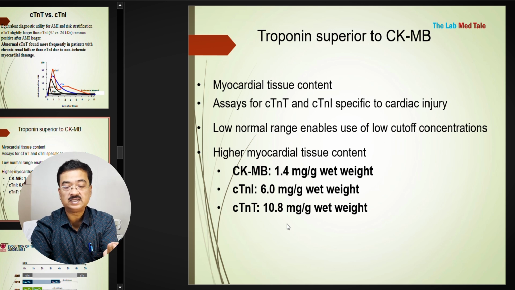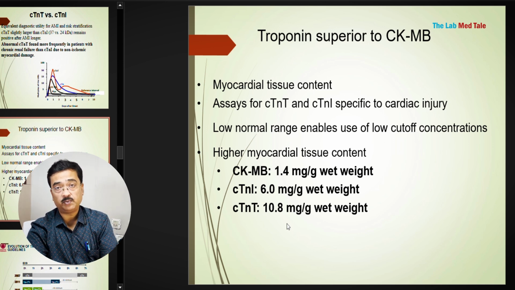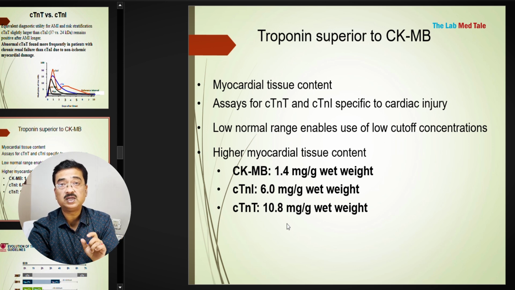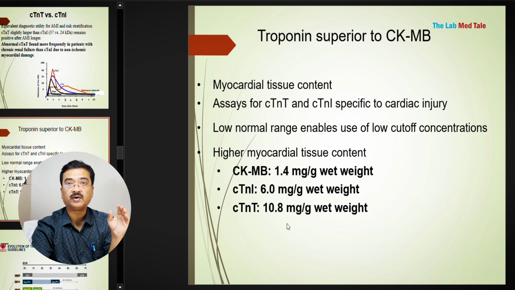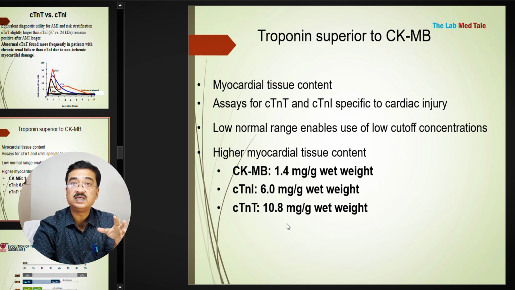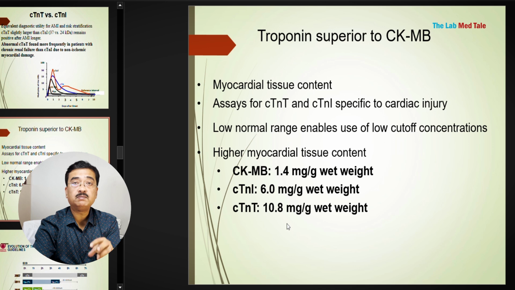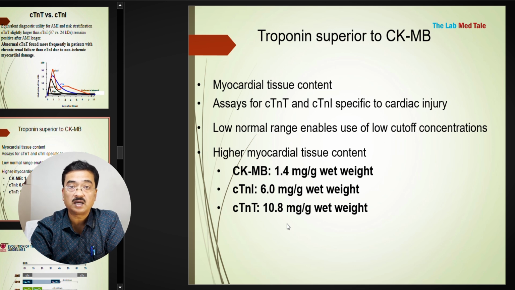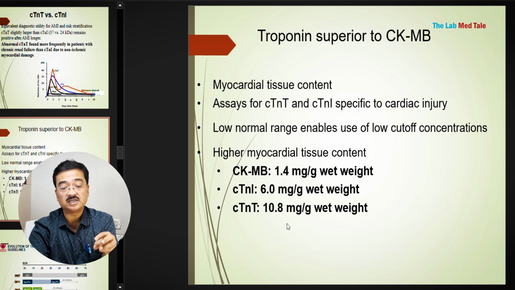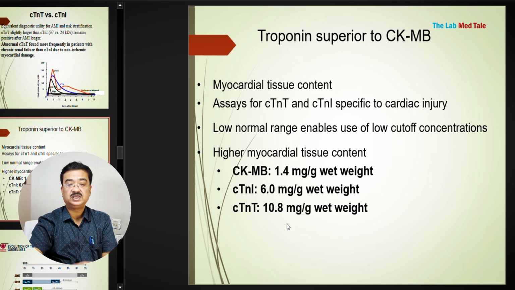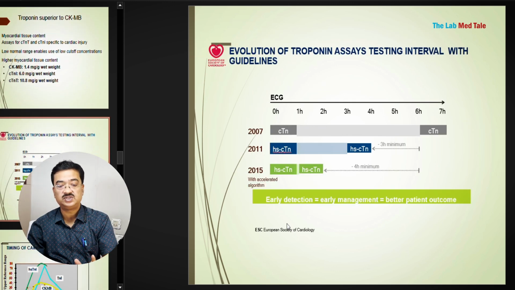CKMB is present at about 1.4 milligram per gram of weight of the cardiac muscle, whereas cardiac troponin I is as high as 6 milligram per gram and cardiac troponin T is as high as 10.8 milligram per gram. That means they can be much more sensitive markers than others because they are present in more volume in the cardiac muscles. Therefore, this is how the entire scenario has changed.